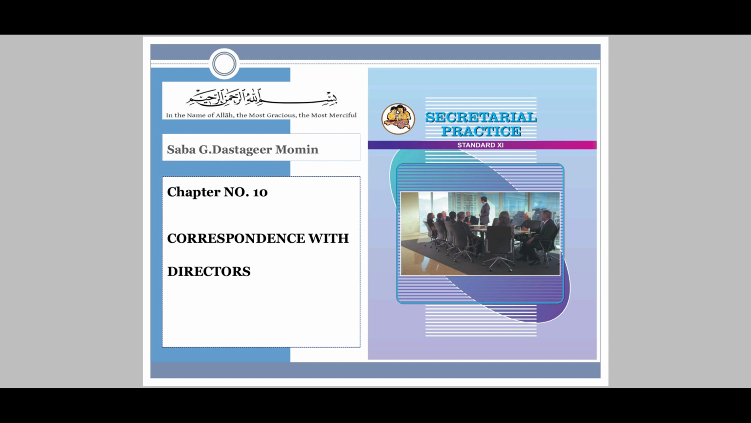Dear students, as we have seen in chapter number 9, how to write a letter, what is the form or I can say the layout of the letter. Today we are going to see correspondence with directors, that is, what the secretary does and in which situations or circumstances the secretary writes a letter to the board of directors.